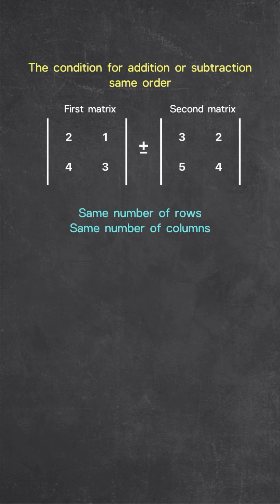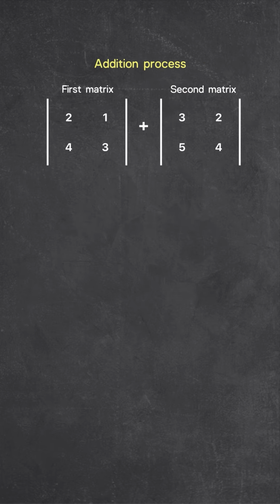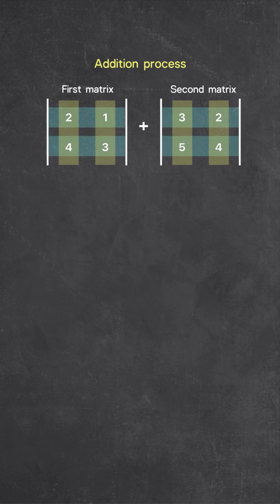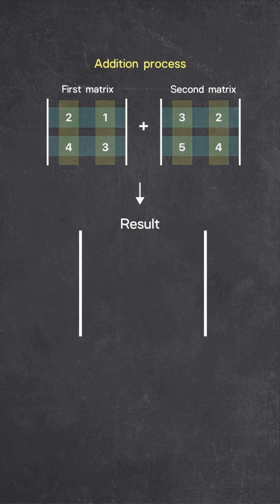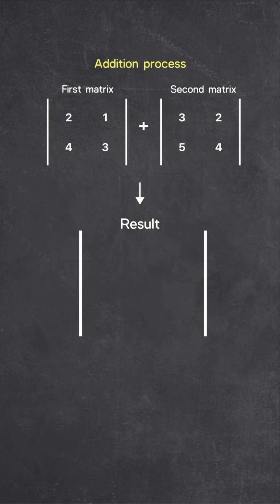subtract them. If we have two matrices like this and we want to add them together, first we verify that they have the same number of rows and the same number of columns, meaning the same order for both matrices. Then quite simply, we go to each element in the first matrix and add it to its corresponding element in the second matrix, meaning the one in the same position, the same location in terms of row and column.